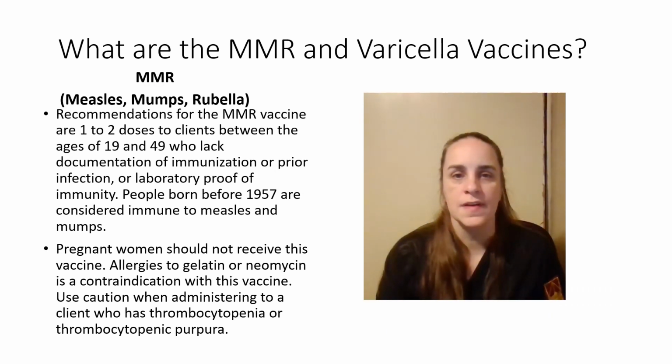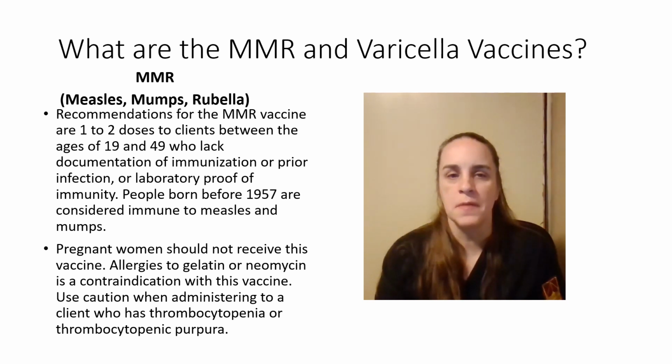Recommendations for the MMR vaccine are 1 to 2 doses for clients between the ages of 19 and 49 that lack documentation of immunization or prior infection, or have laboratory proof of immunity. People born before 1957 are considered immune to measles and mumps. Pregnant women should not receive this vaccination. Allergies to gelatin or neomycin are also a contraindication with this vaccination. Use caution when administering to a client who has thrombocytopenia or thrombocytopenic purpura.